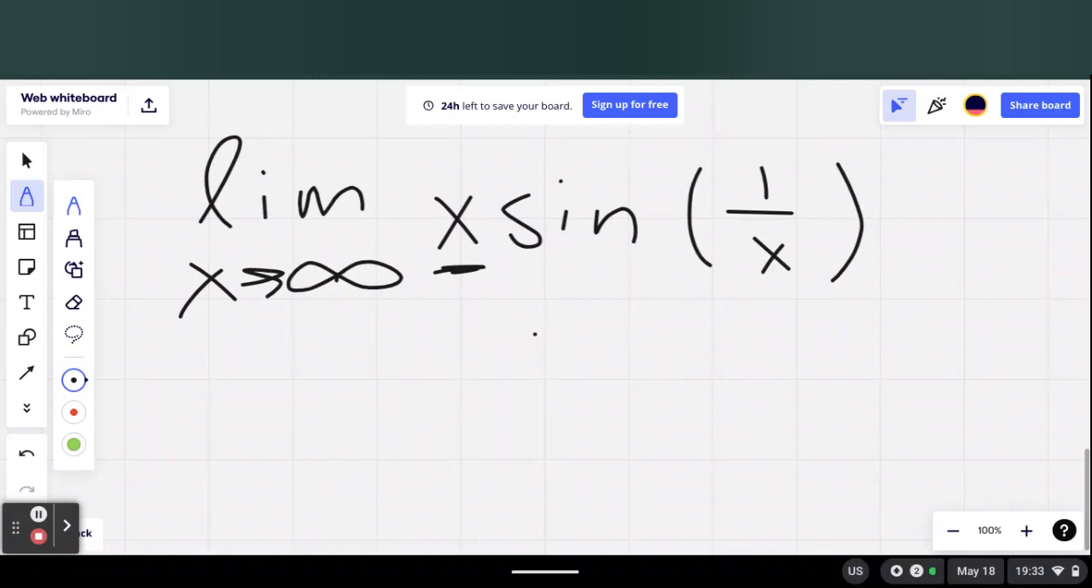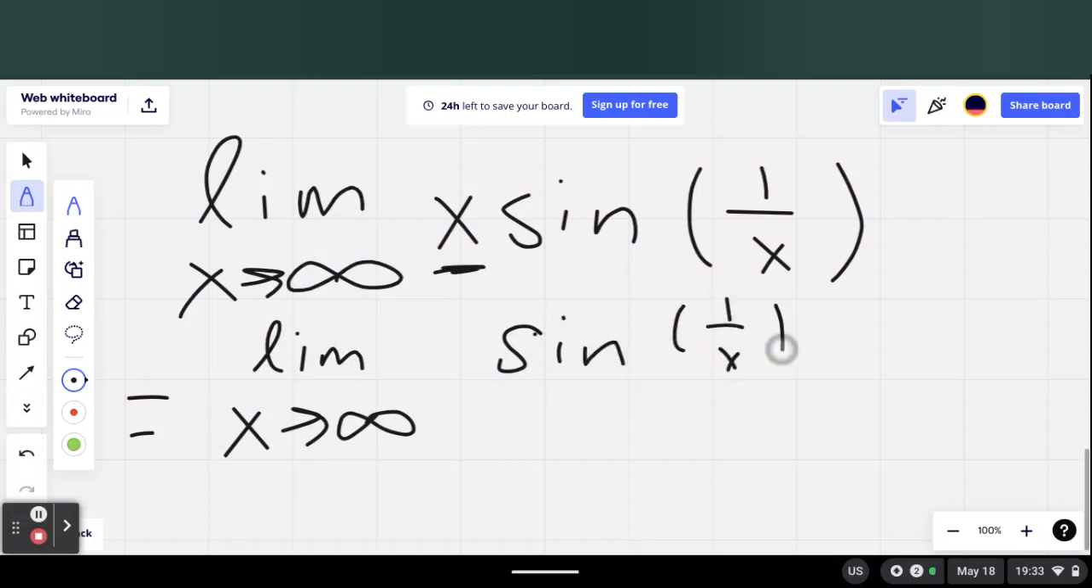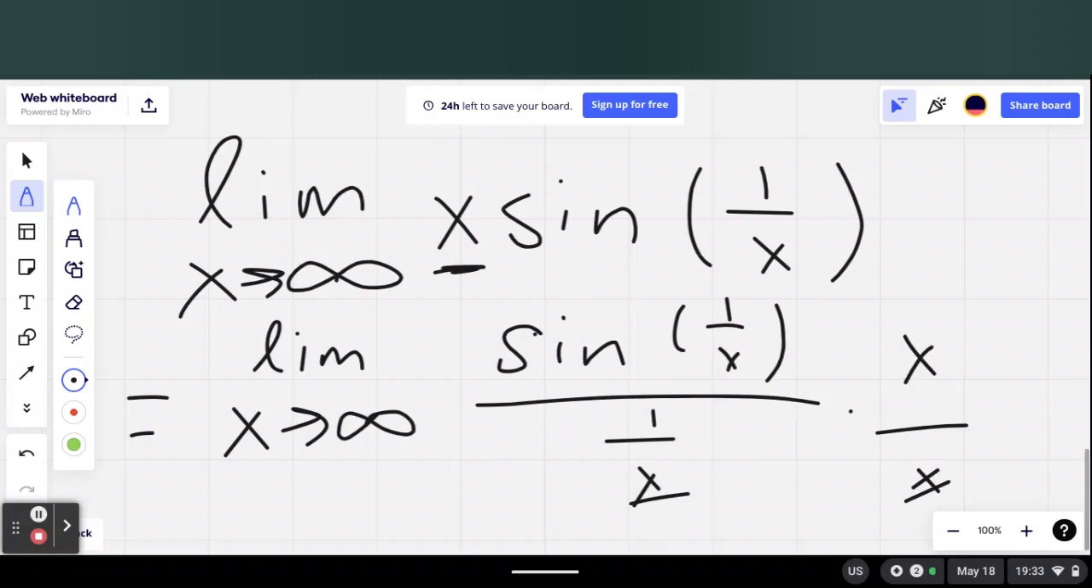So the limit as x approaches infinity, I'm going to have sine of 1 over x here, and a denominator of 1 over x. This is equivalent because if you multiply by x over x, this goes away, and you'll have x times sine of 1 over x. So this is still equivalent, I just want to show you that. Now we have the form of sine of an expression over an expression, and we know that, but we have to look at this part.